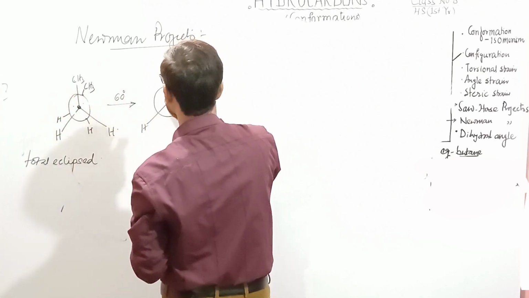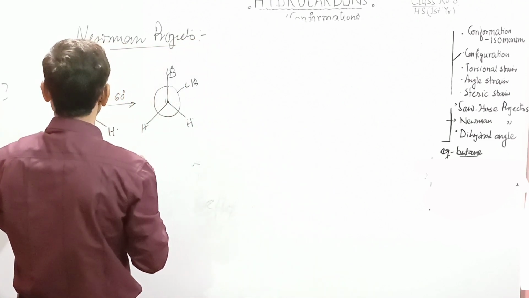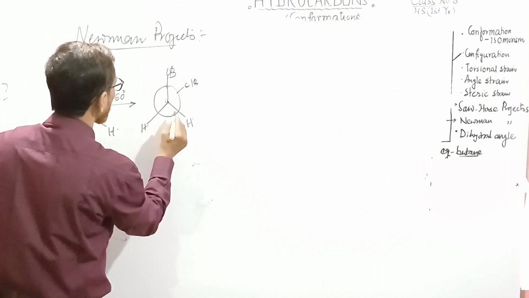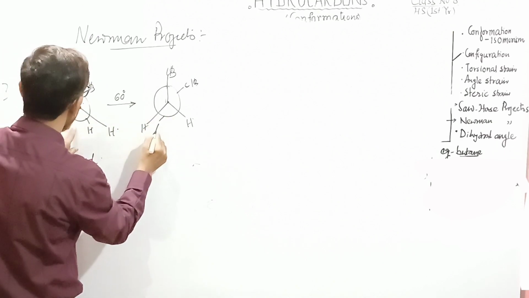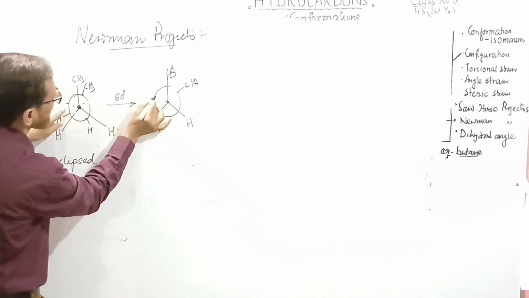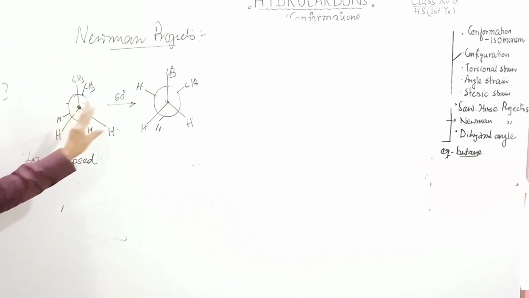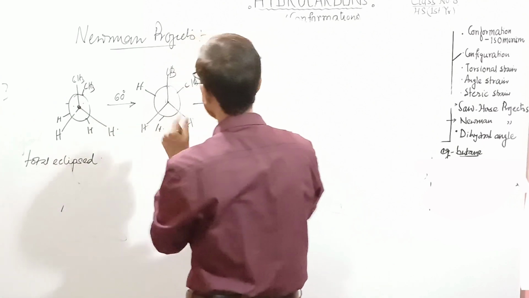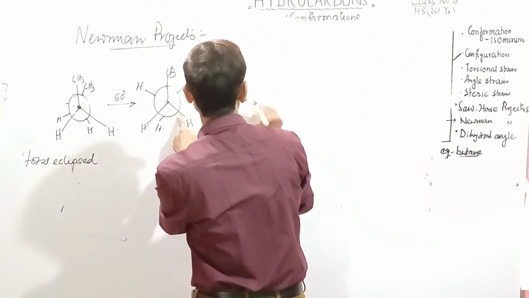If you make a 60-degree rotation, you are getting this CH3 exactly here, and that is here. Am I right? That will exactly come here. Am I right? This is one arrangement. Again you make another 60, that means 120, another 60. This will come to this one.